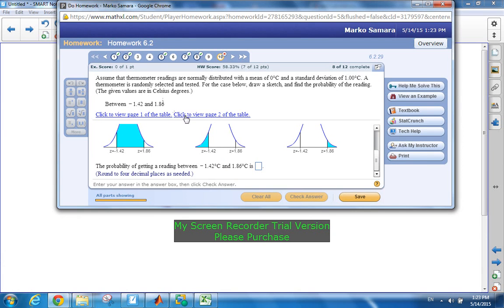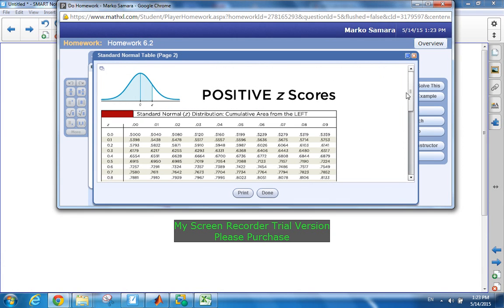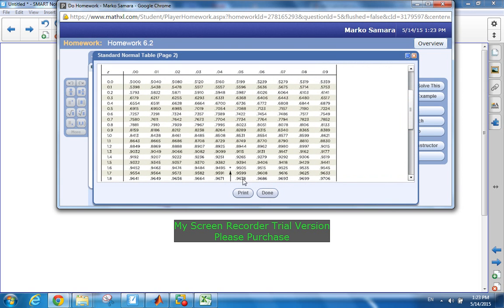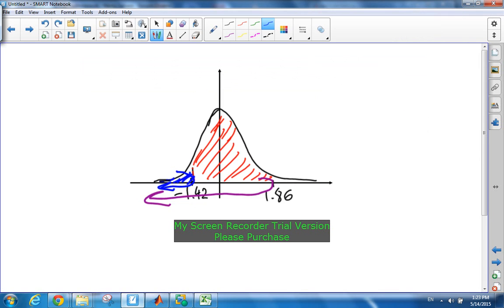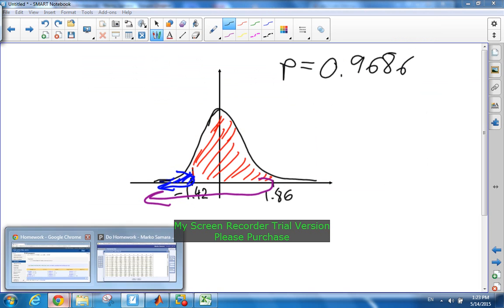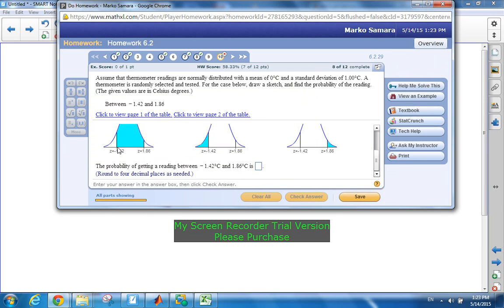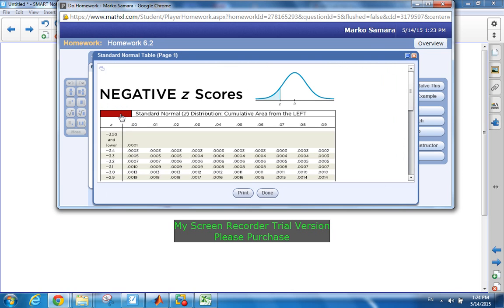So 1.86, as we said, is 0.9686. So the probability is 0.9686, right? And then minus the cumulative probability for getting a number up to negative 1.42. Since that number is negative, we need the page 1.